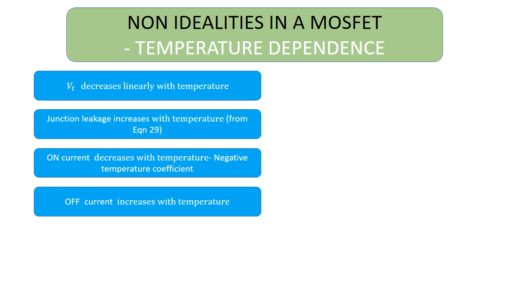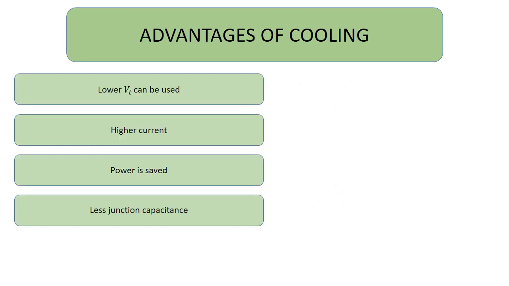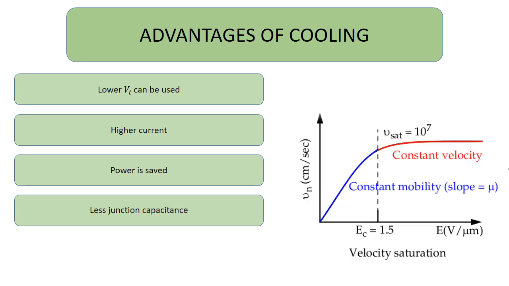The next non-ideality is something which cannot be avoided, the temperature. VT decreases linearly with temperature. Junction leakage increases with temperature. On current decreases with temperature. This is called negative temperature coefficient, and the off current increases with temperature. Given this, can we say that the circuit performance can be improved by cooling? There are many advantages of operating at low temperature. Subthreshold leakage is exponentially dependent on temperature, so lower VT can be obtained.